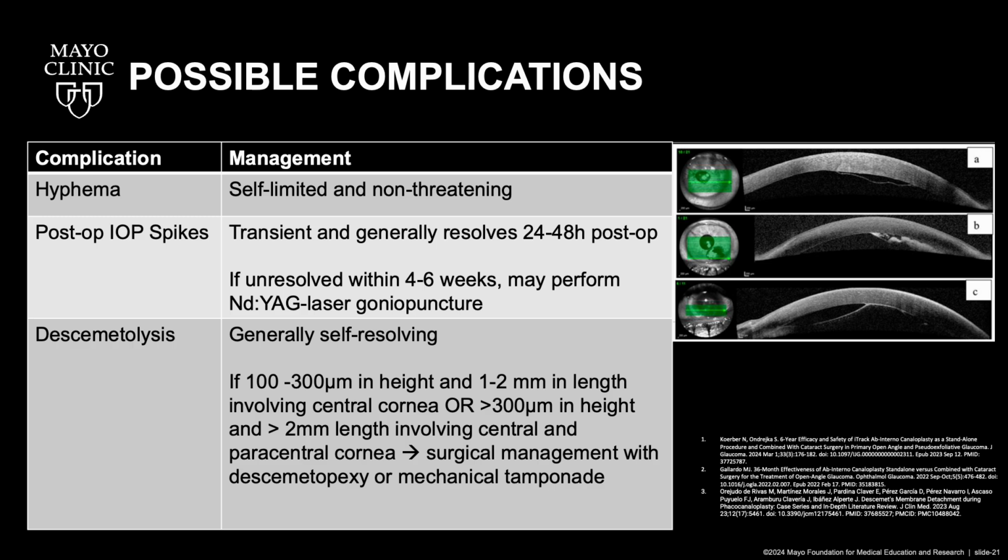So if the detachment is 100 to 300 microns in height and 1 to 2 millimeters in length, and it involves the central cornea, or if it's greater than 300 microns in height and greater than 2 millimeters in length involving the central and paracentral cornea, there may be surgical management with descemetopexy or mechanical tamponade.